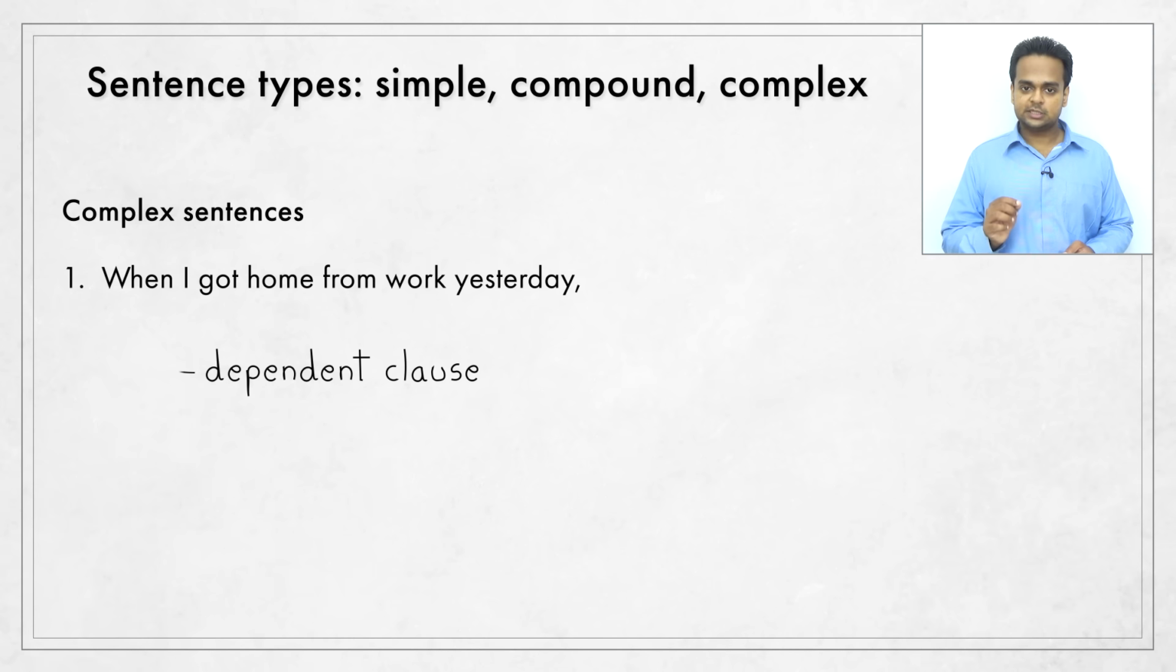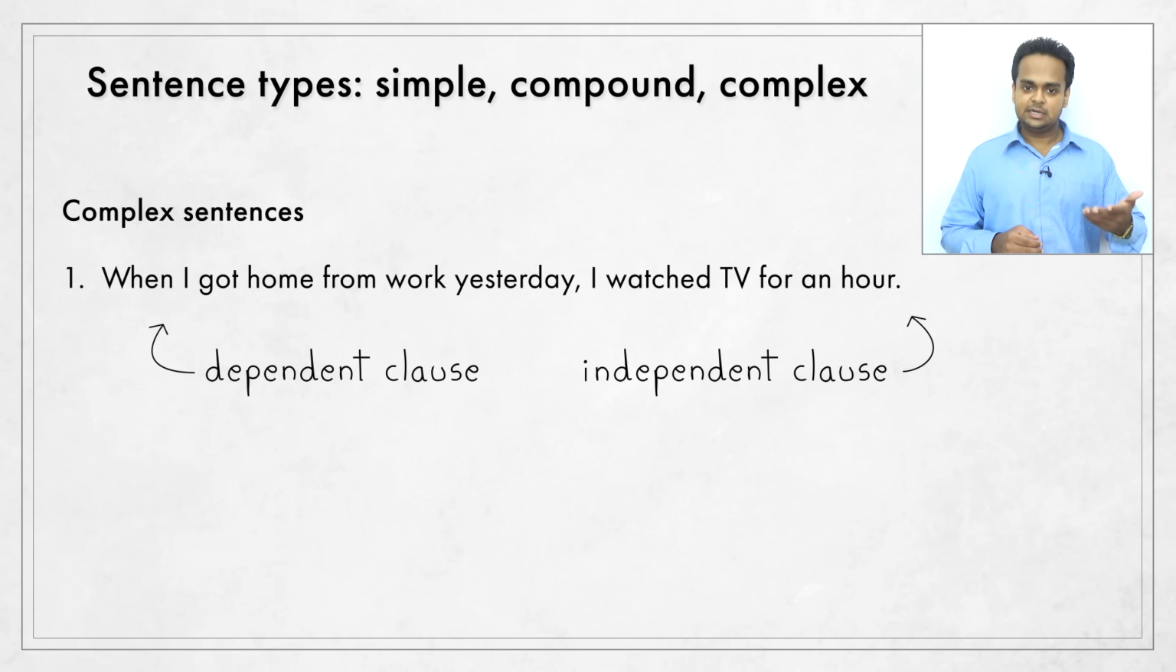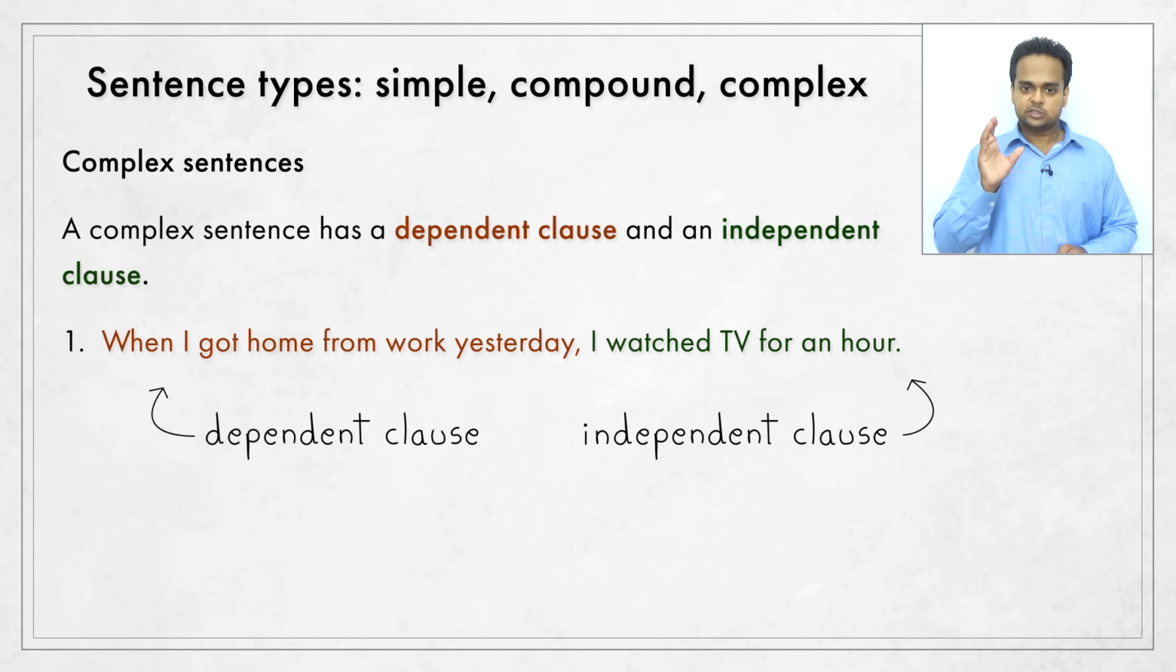This type of clause is called a dependent clause. To make it a complete sentence, you have to add an independent clause. For example, when I got home from work yesterday, I watched TV for an hour. So you see that there is a dependent clause and an independent clause. And now it's a complete sentence. And this type of sentence is called a complex sentence.